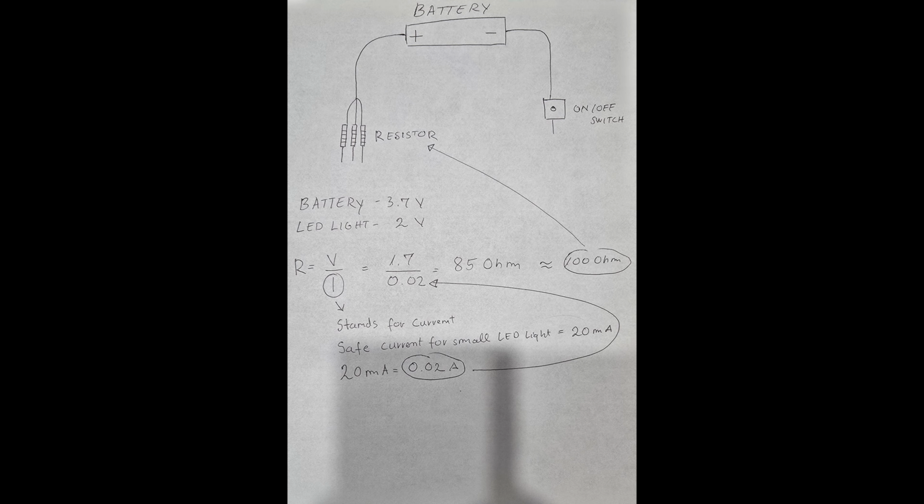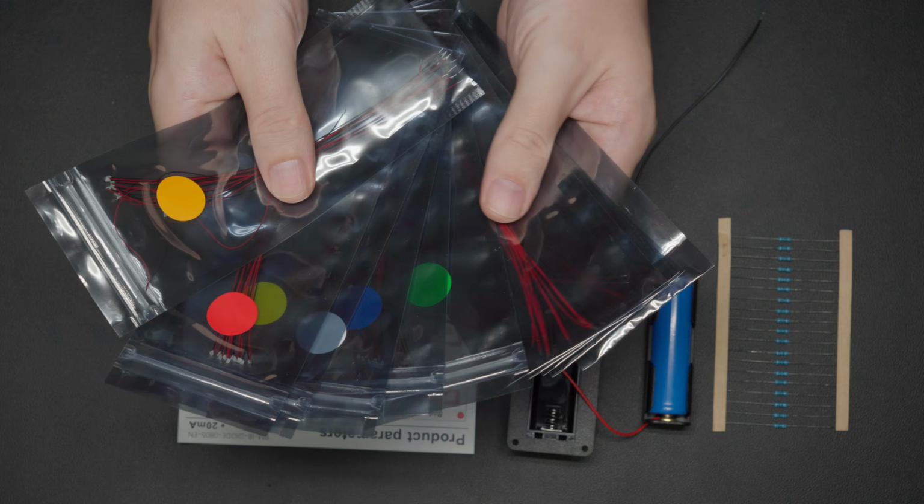We want a safe current for small LED lights, which is 25 mA or 0.02 amps. So our calculation gives us 85 ohms. The closest resistor we have is 100 ohms, so that is the one we're going to use. If you don't get it, just go and ask ChatGPT, it will calculate it in a second.